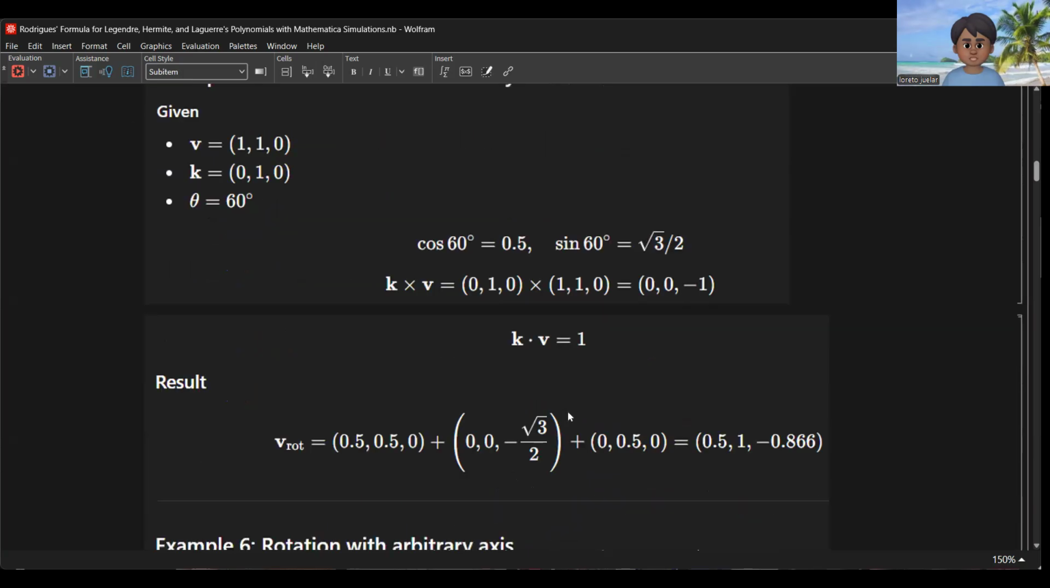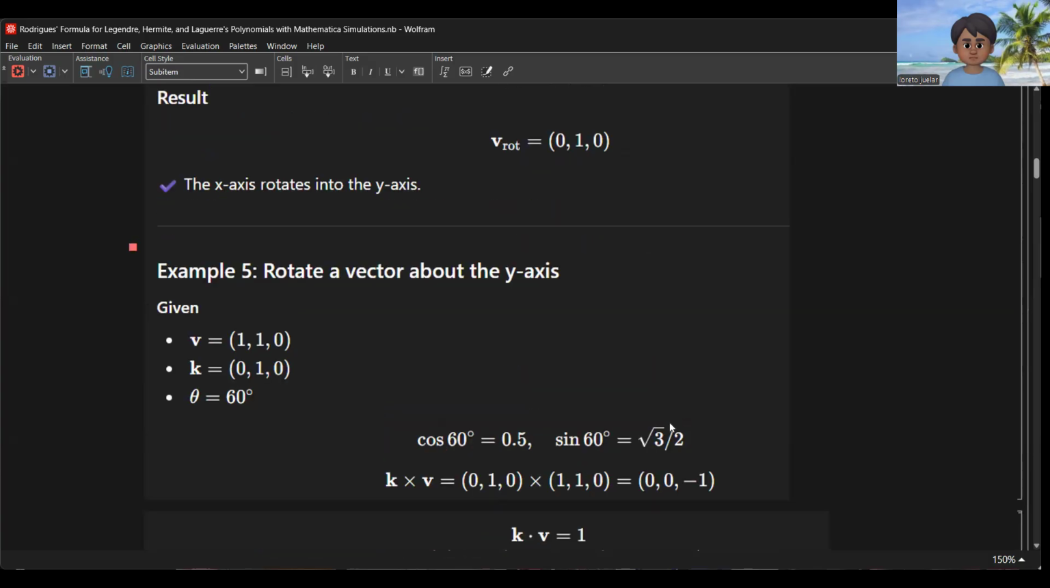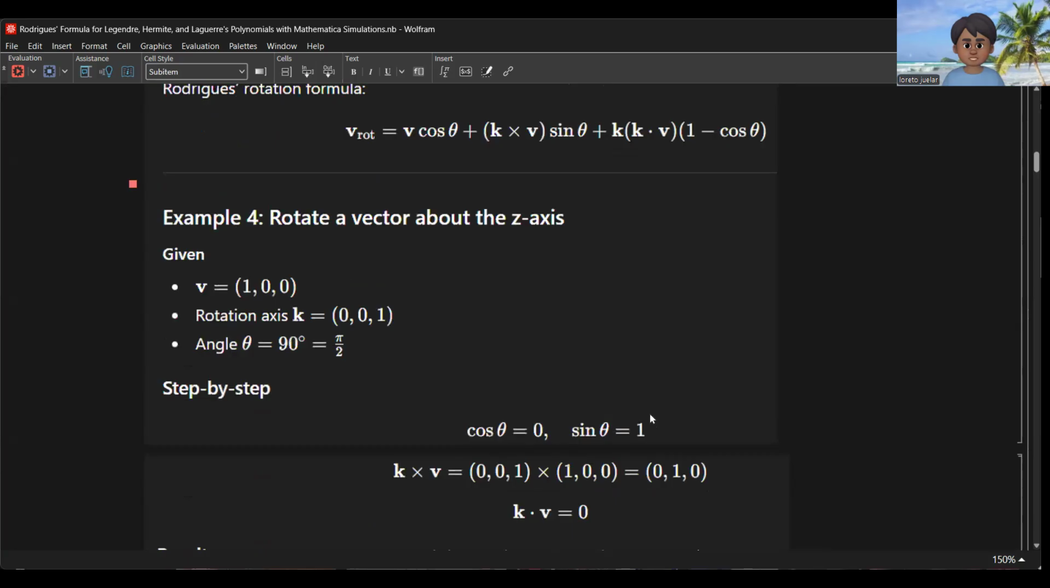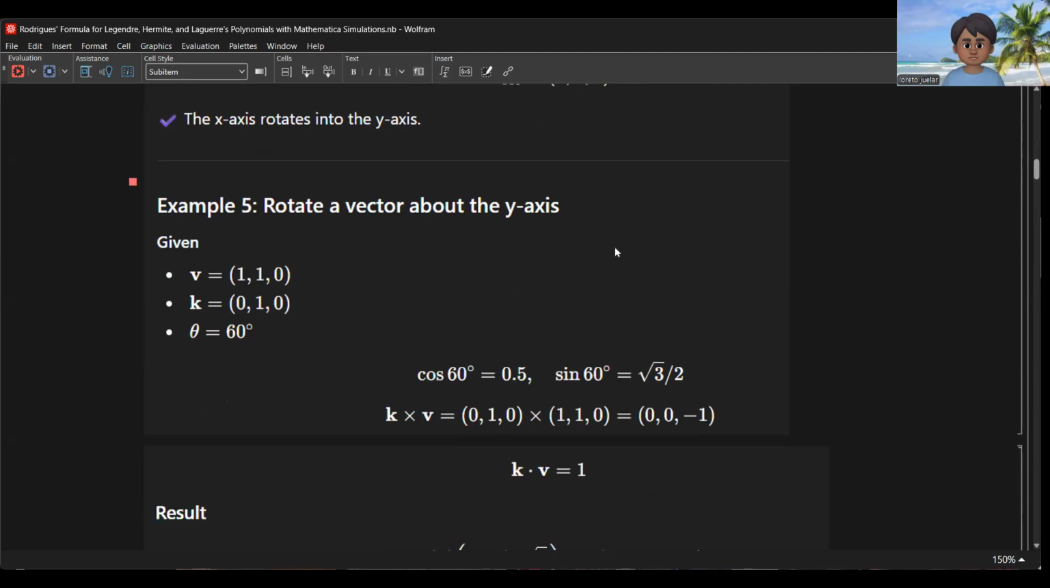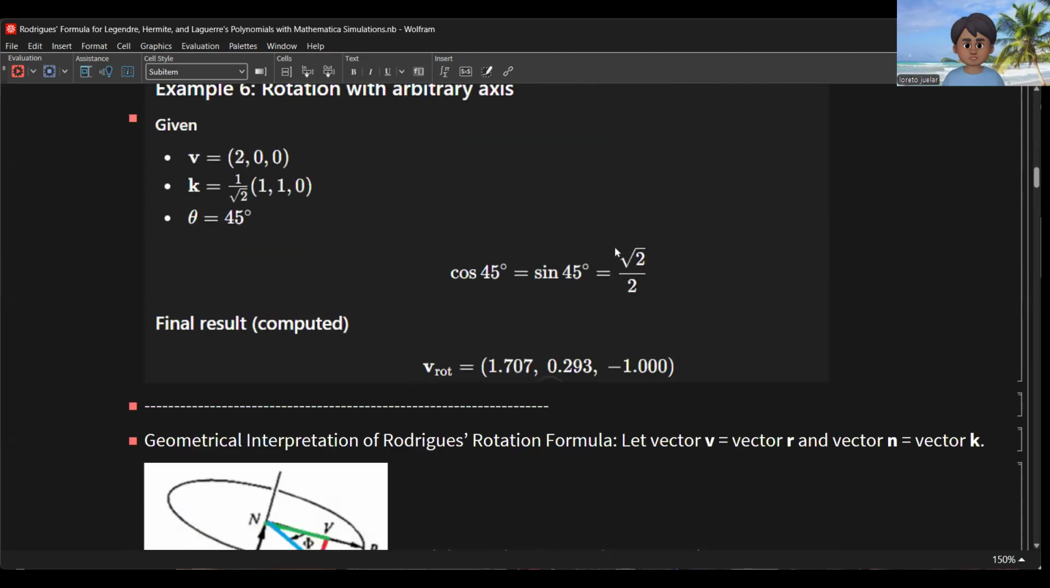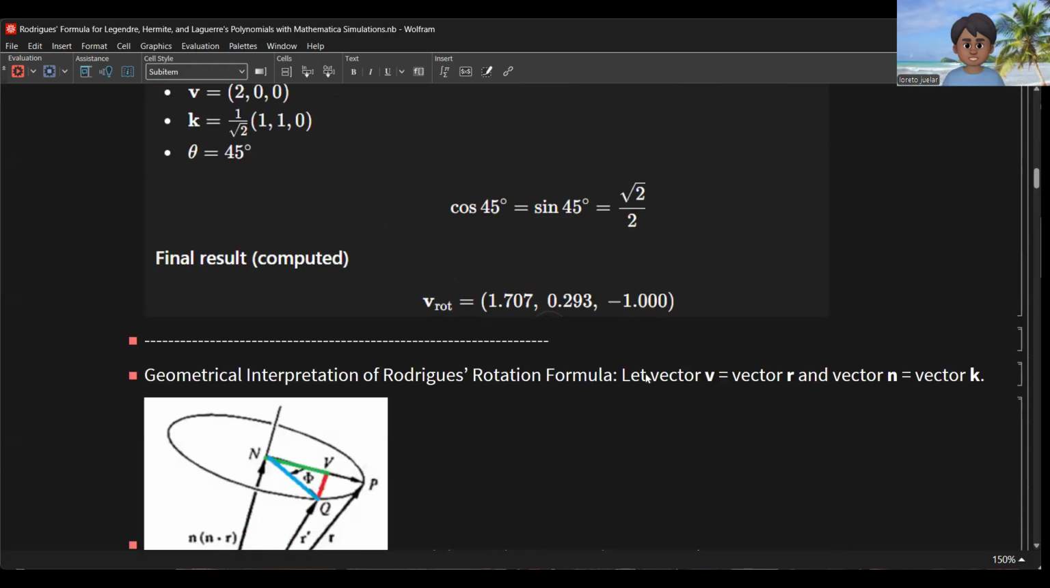So by substitution in the Rodrigues rotation formula, we have this example here. We have to find first the v cosine of the angle, so we substitute here. So what we have here is 1.707, 0.293 minus negative 1.00.